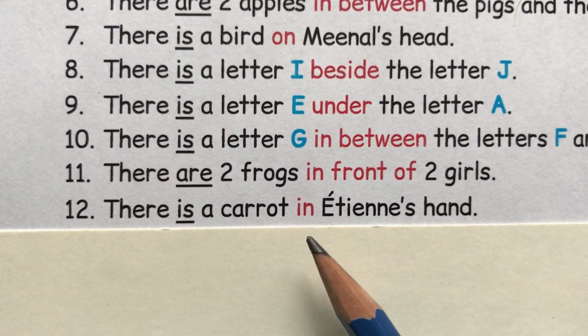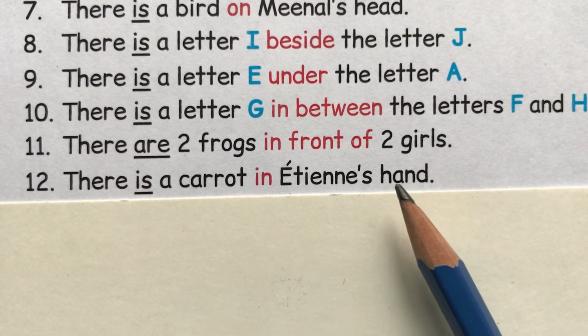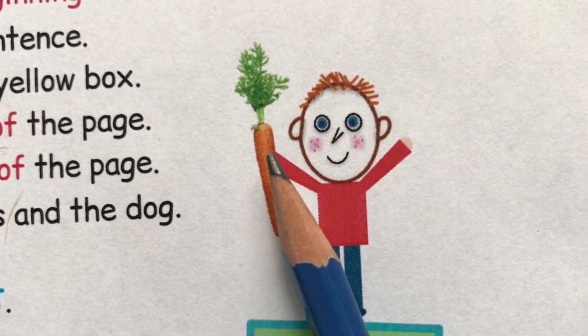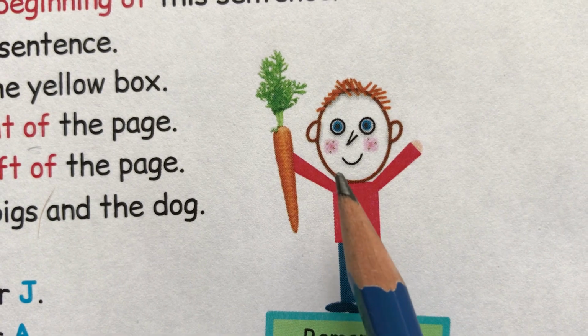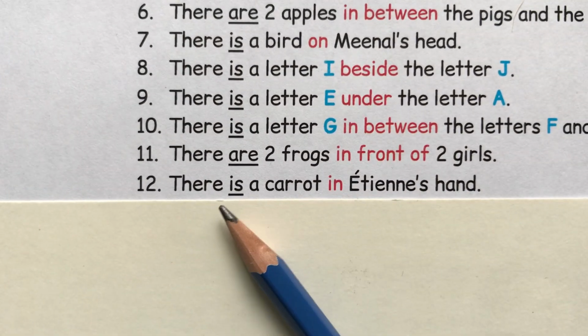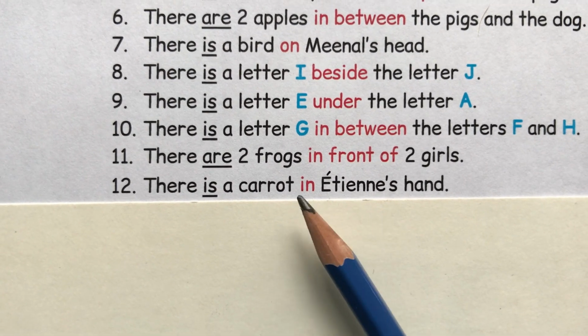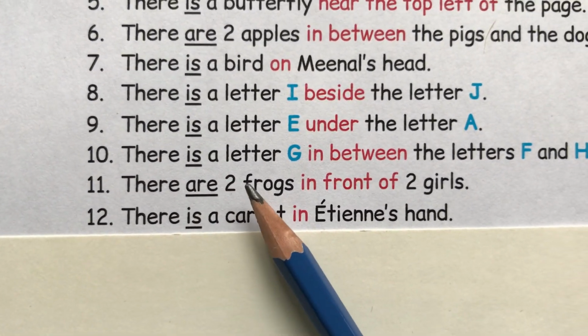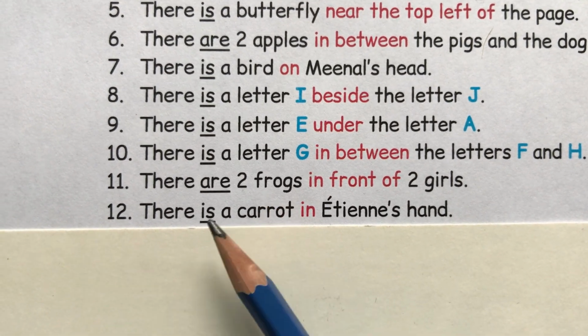There is a carrot in Etienne's hand. 1 carrot. We say there is because we're talking about one thing. We use there are when we're talking about more than one thing.